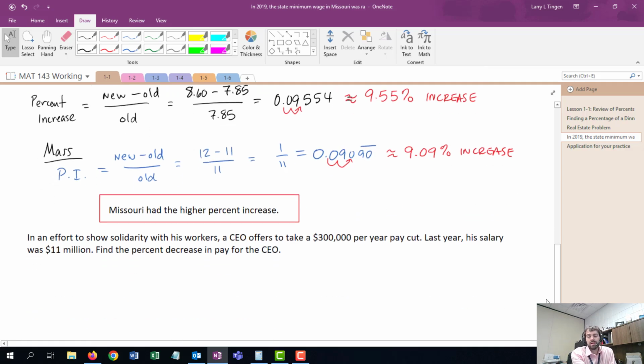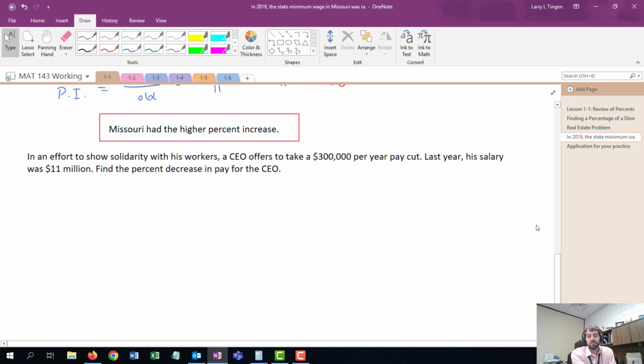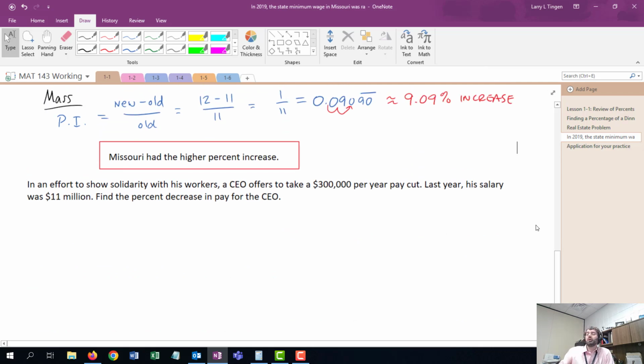So last problem on this page is about CEO pay. In order to show solidarity, a CEO is taking a $300,000 a year pay cut. That sounds amazing, especially if maybe the CEO was directing this money to go to employees that were underpaid. Last year, the CEO's pay was $11 million. We want to find the percent decrease.